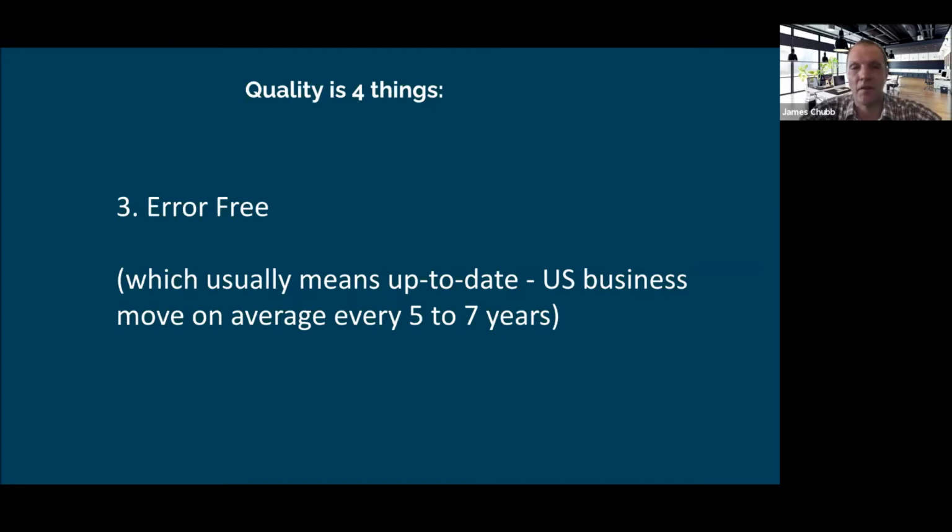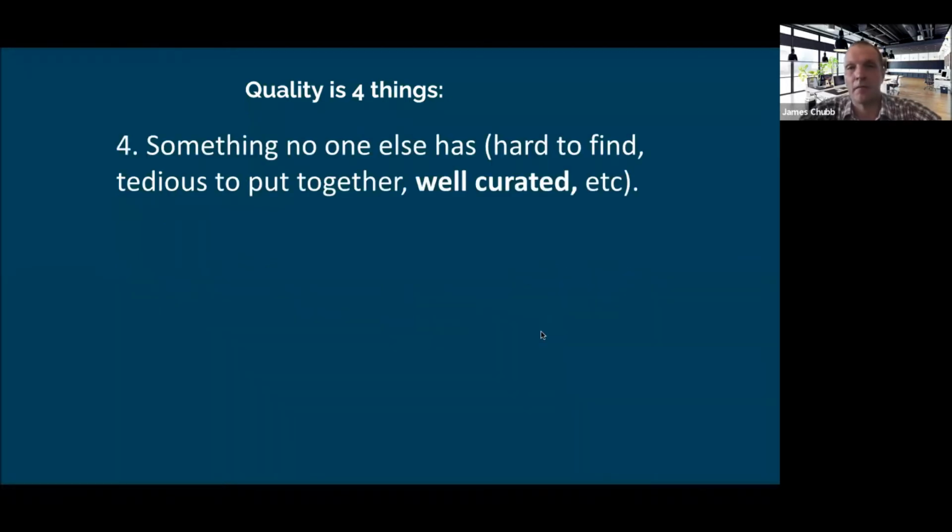In the US, businesses move on average every 5 to 7 years. So if you think about that, every 5 years, that would be 20% of the data goes stale every single year. So it's really important to make sure that your data is sort of error-free. And then the last thing in quality is having something that nobody else has. And that often means some work, to be honest with you. Is the data hard to find or tedious to put together?